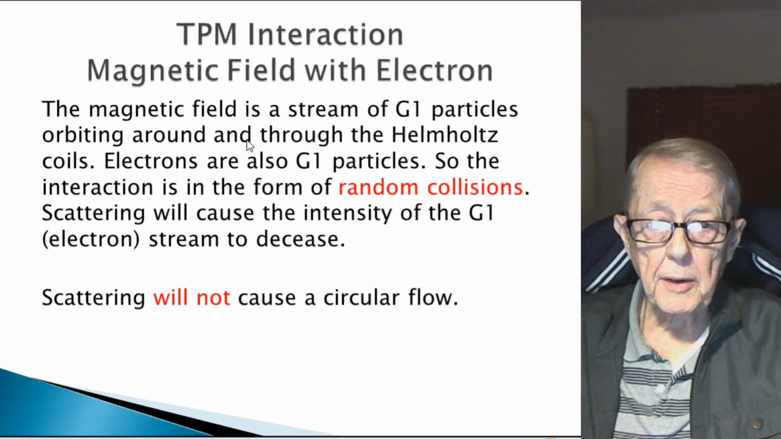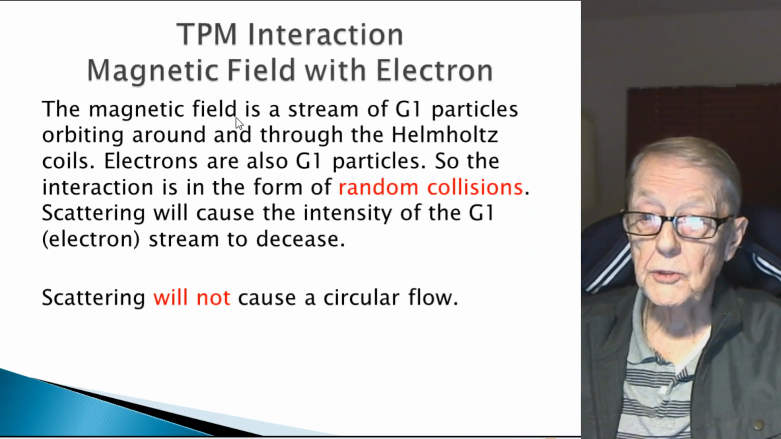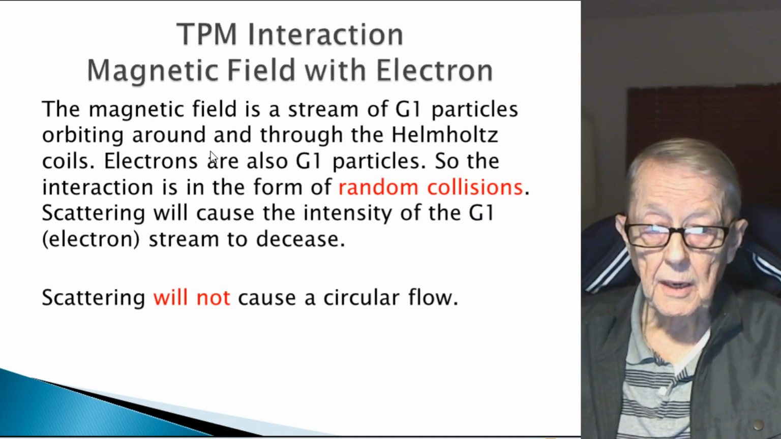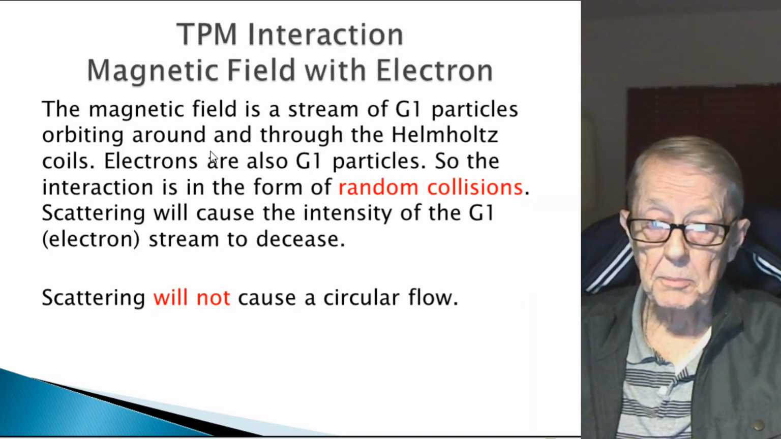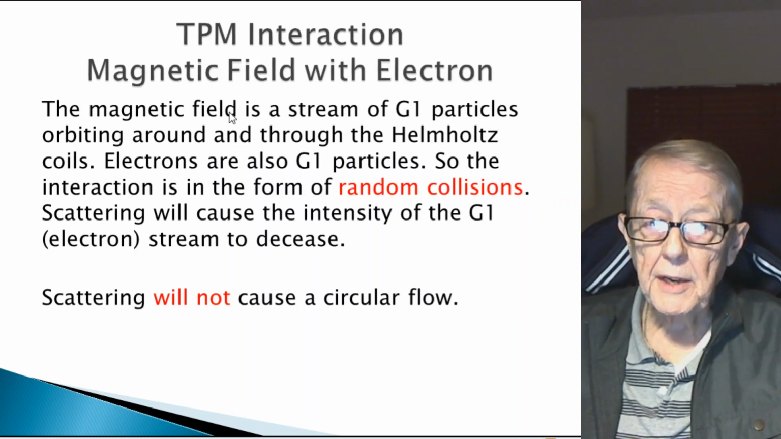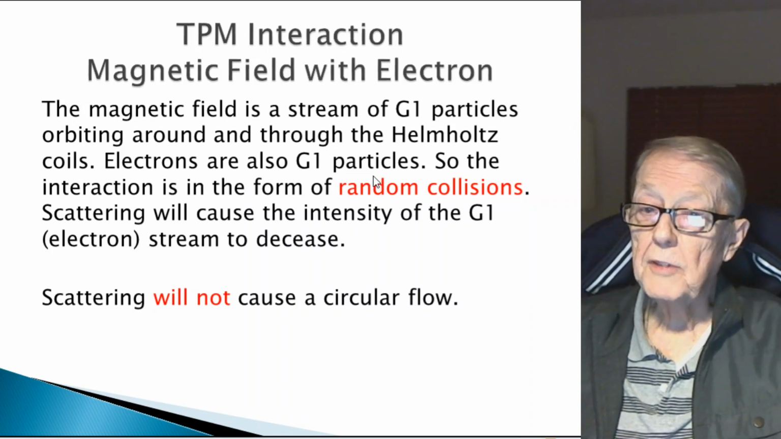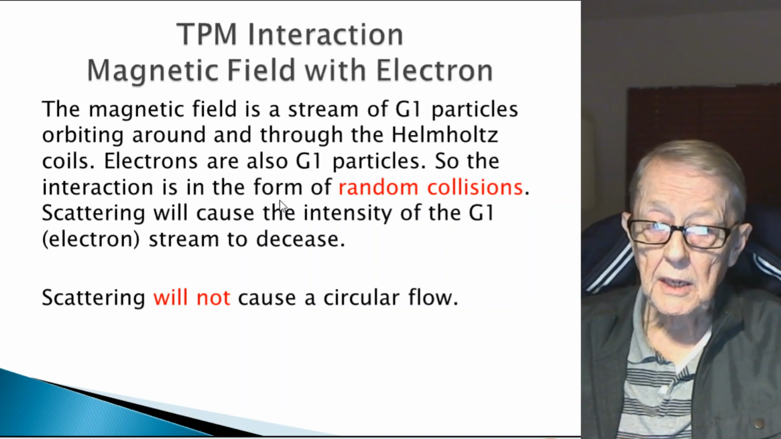In the particle model, the magnetic field is a stream of G1 particles orbiting around it through the Helmholtz coils in this example. Electrons are also G1 particles. So the interaction of the magnetic field with the electrons flowing around is in the form of random collisions.